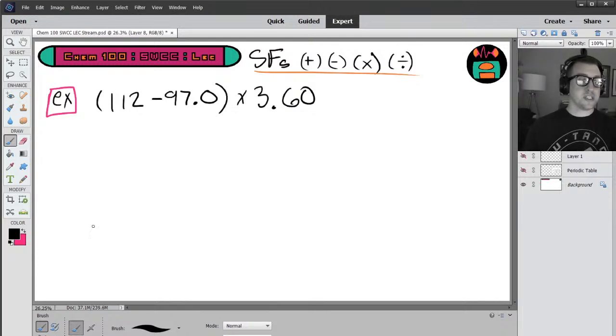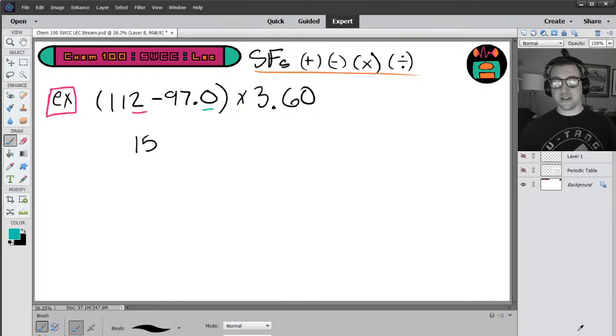Again, we got to take this one step at a time and follow algebraic orders of operations. So we're going to do inside our parentheses first. 112 minus 97.0. Now, my calculator is telling me that the answer is 15. Let's look at our sig figs. We just did subtraction. The last significant digit in 112 is in the ones place. The last significant digit in 97.0 is in the tenths place. Because 112 is least precise, our answer must have its last sig fig in the ones place, and 15 does. So we don't need to add a 0.0, we don't need to change it. It's good the way it is.